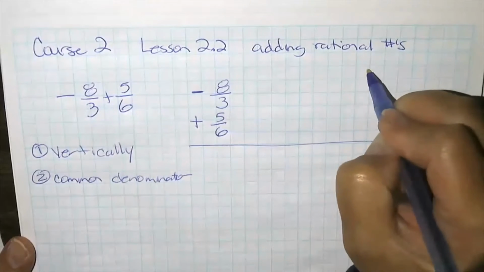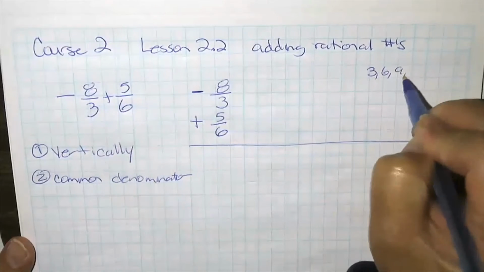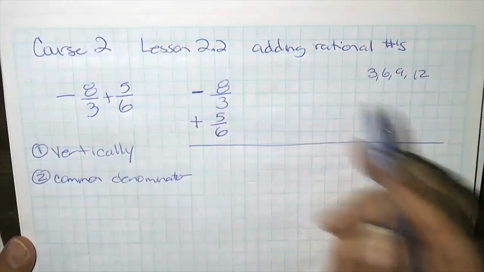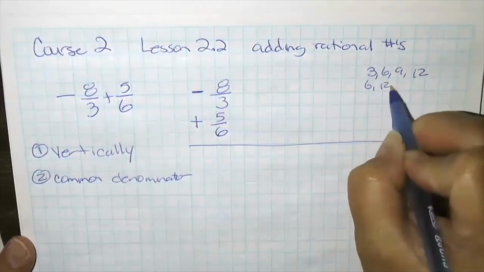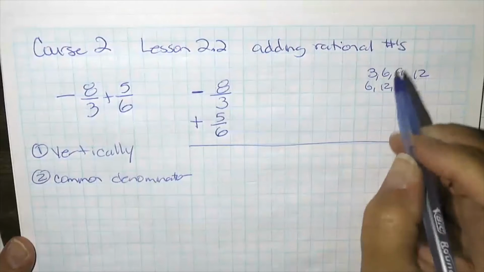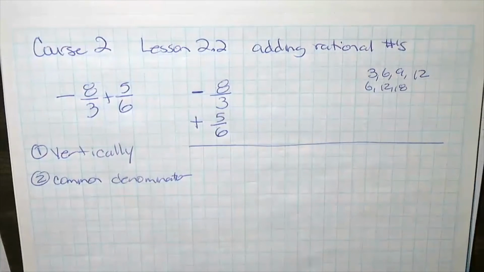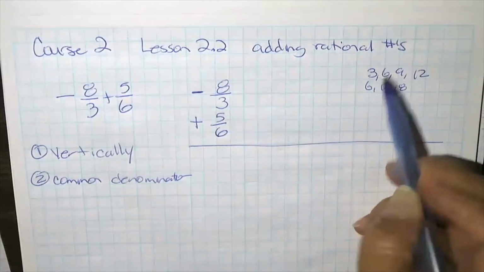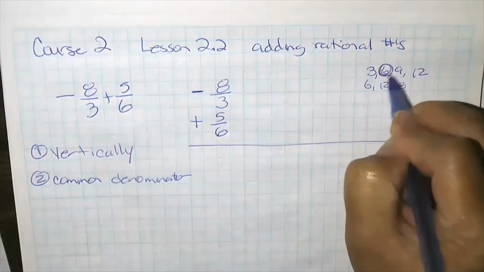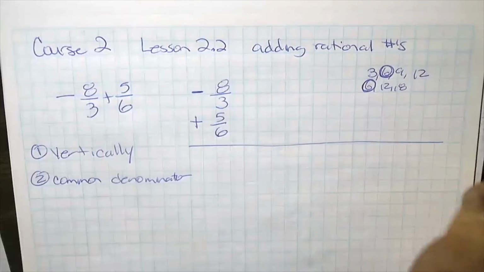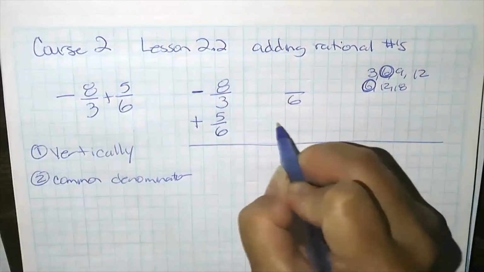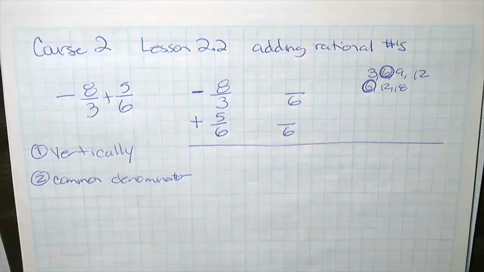So I'm going to skip count. 3, 6, 9, 12; 6, 12, 18. The same number. I want the smallest, the least common denominator. The smallest, same number is 6. So 6 is going to be my common denominator.